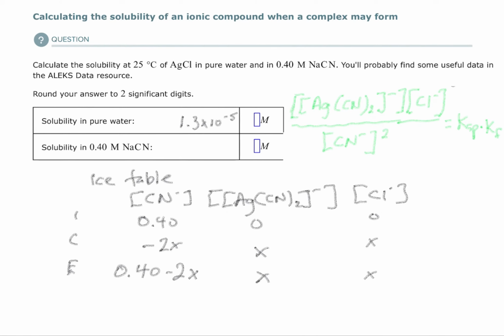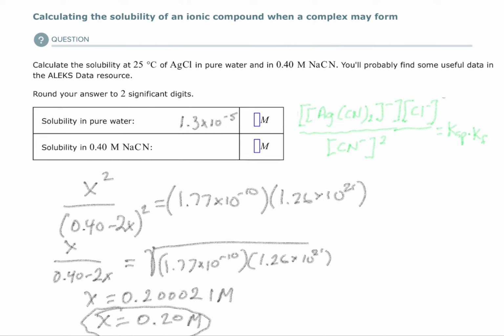So I did an ice table, a nice easy ice table. Nothing's produced, nothing's produced. The cyanide we already saw we had, and so we're just going to put that in the expression that we just had, the green over here on the side. I hate quadratics and I hate squares and all of that, but this is actually easy because I've got an x squared on top and the bottom is also squared, so the whole thing is a perfect square. So I just take the square root of both sides and then take it down to two significant digits, and I get x equals 0.20 molar.